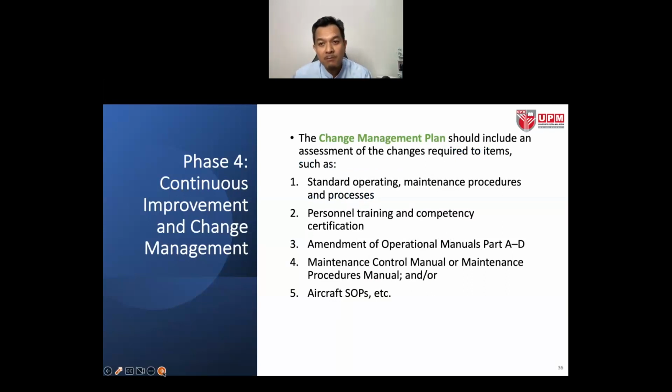In terms of the change management plan, it should include an assessment of the changes required to items such as standard operating and maintenance procedures and processes, personnel training and competency certification, amendment of operation manuals such as Part A to D, maintenance control manual or maintenance procedure manual, or aircraft SOPs, etc. And so the change management plan should include these following assessment of the changes required.